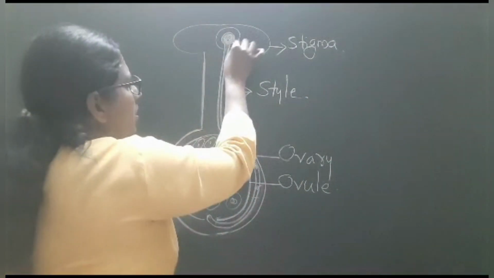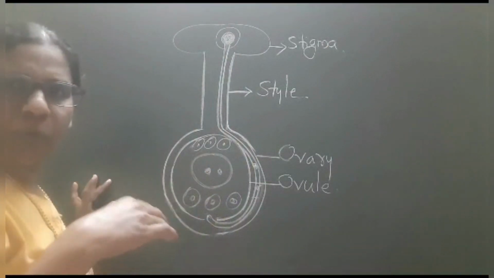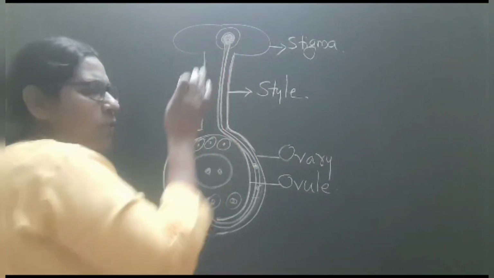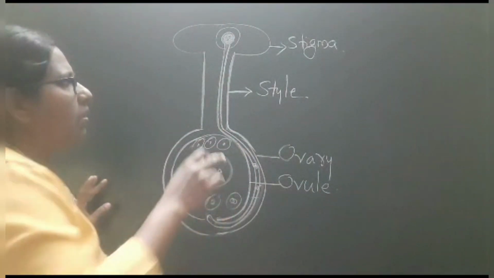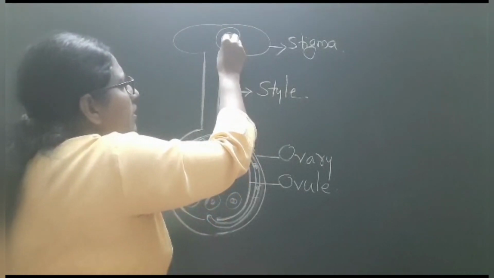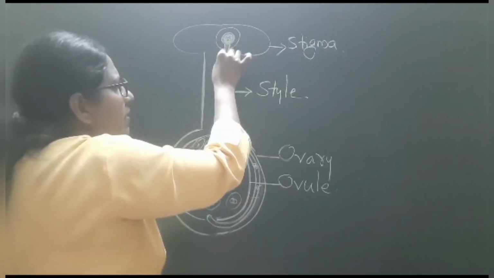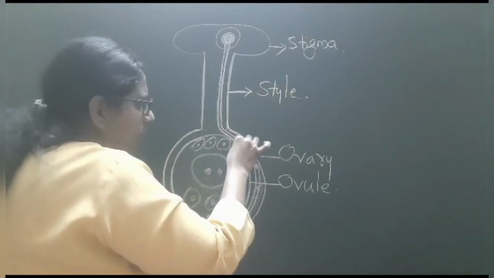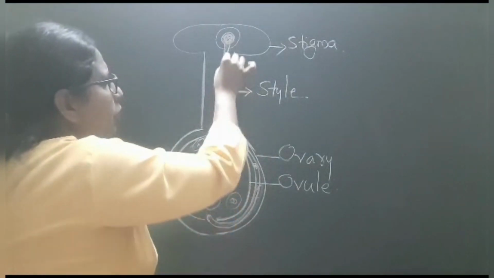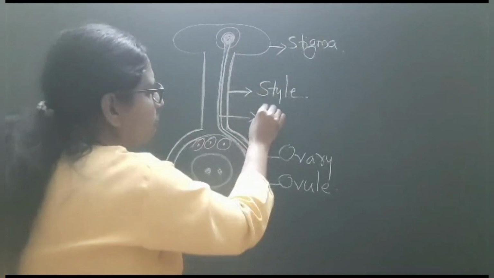After pollination, you know that from the anther pollen grains transfer to the stigma. That process is called pollination. Once pollination takes place, after that this pollen grain starts germinating a tube which is called pollen tube.